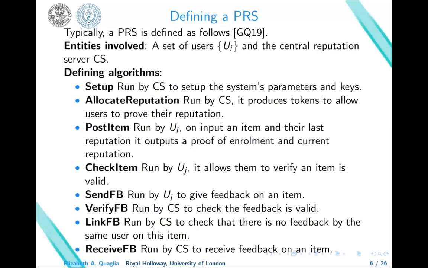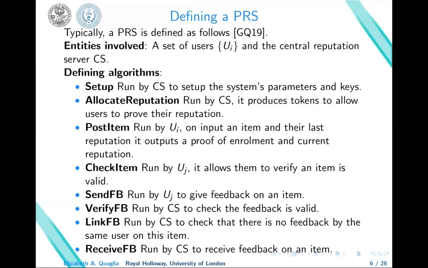So with post item, a user can advertise what item they have to offer together with their reputation, and with check item, users can check that this item is valid. And with send FB, users can give feedback on an item. The central server can verify that feedback is valid. It can also check that there is no feedback by the same user on the same item. And finally, CS can receive the feedback on an item to then collate it together and help create the updated reputation on the user.